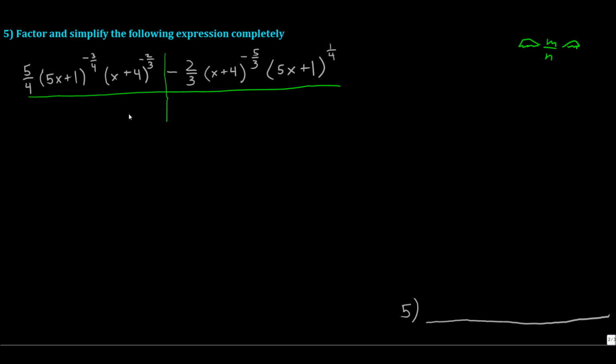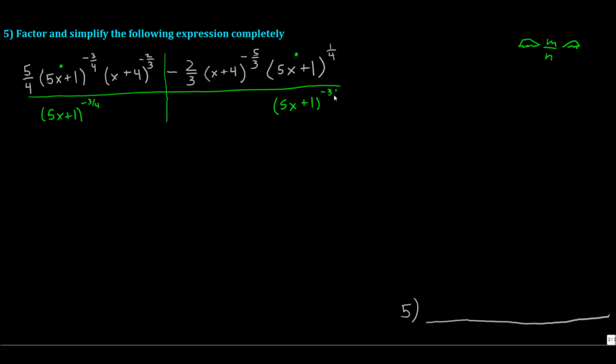So here we go. What are we looking for? We're looking for each factor, and we're looking to see which one has a smaller exponent, so we can factor it out. So I've got 5x plus 1 to the negative 3 over 4. I've got 5x plus 1 to the 1/4. Which one's smaller? Obviously, that would be 5x plus 1 to the negative 3 over 4. Why is that smaller? Well, it's negative. The other one's positive. It's got to be smaller. So we're going to divide that out.